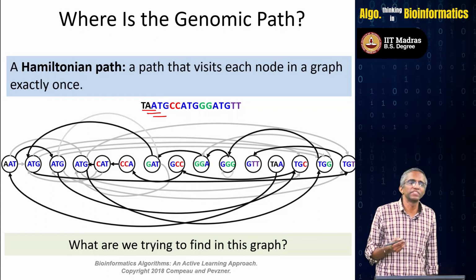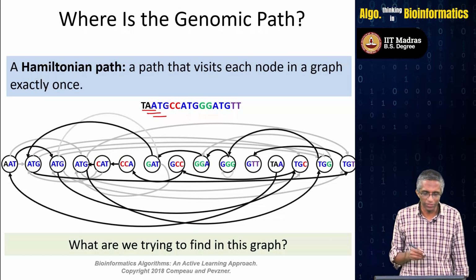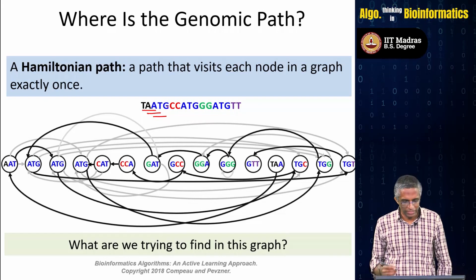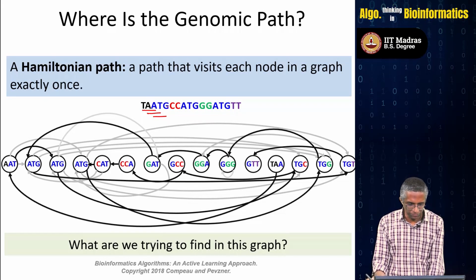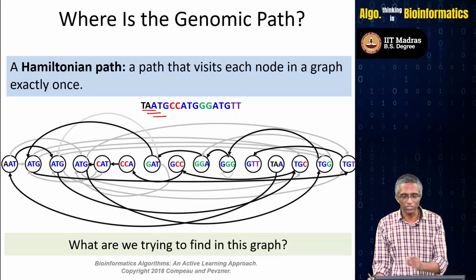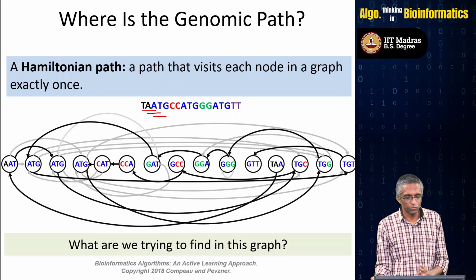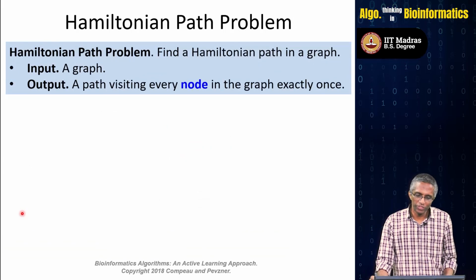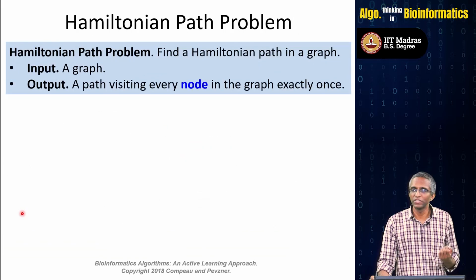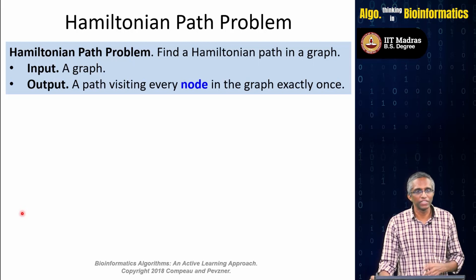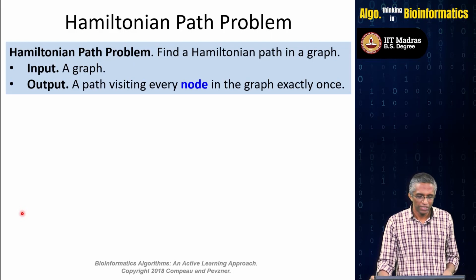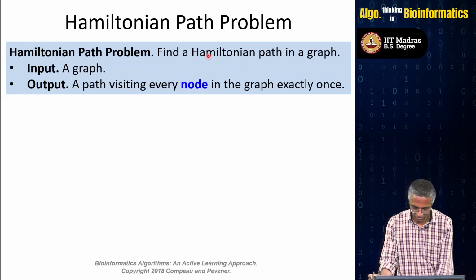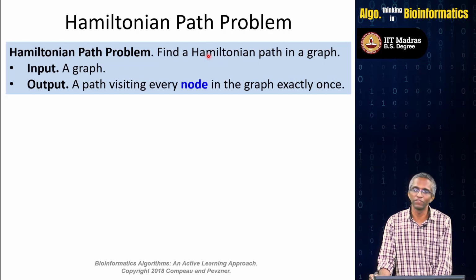And this is precisely the definition of a Hamiltonian path in graph theory: a path in a graph that visits each node in the graph exactly once. Okay, that is the definition of a Hamiltonian path. And that will give you the genome like we just saw, because each of these nodes adds one more letter, and then you will get the whole genome sequence. So the Hamiltonian path is like we just described. It's a series of nodes, or a path in a graph, that touches every node exactly once. And given an input graph, you want a path visiting every node in the graph exactly once. And so this we want to find out in this k-mer graph that we just built.